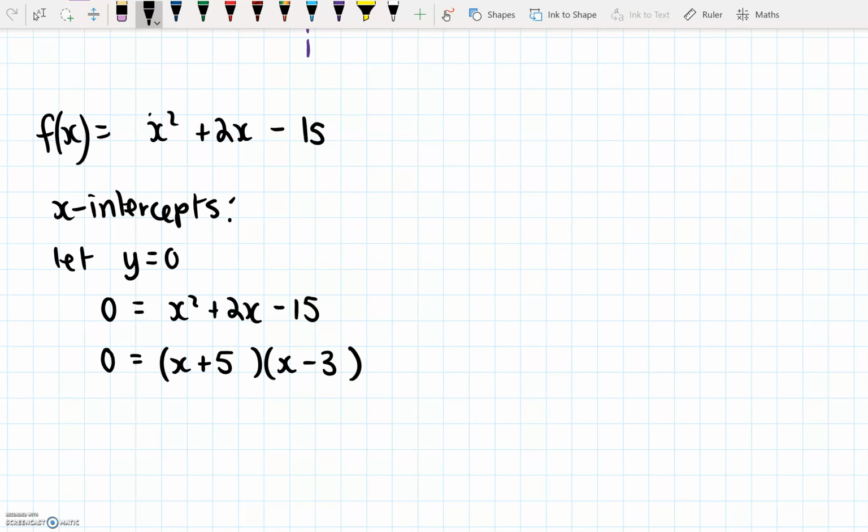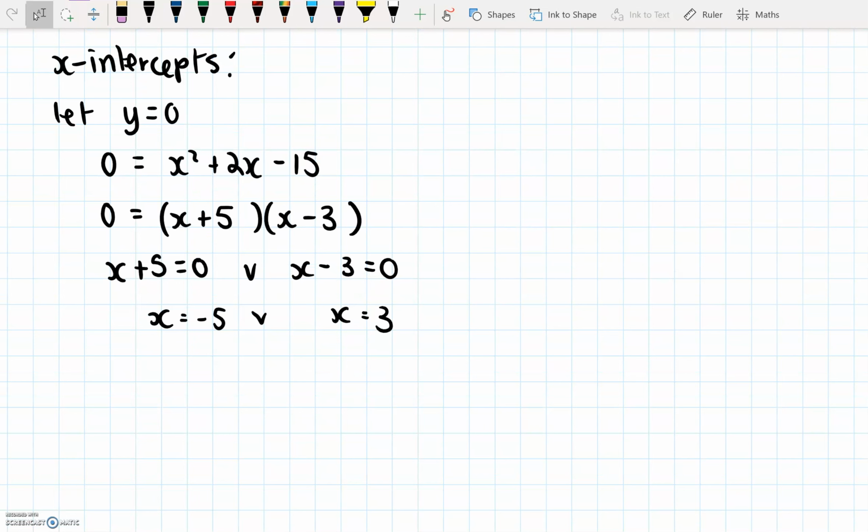If you find that difficult, please use a table, which means that x + 5 = 0, or x - 3 = 0. x is equal to -5, or x is equal to 3. Okay, so these are our x-intercepts. Now, in order to find that axis of symmetry, we need to find the average of these, because remember, it's halfway between them.